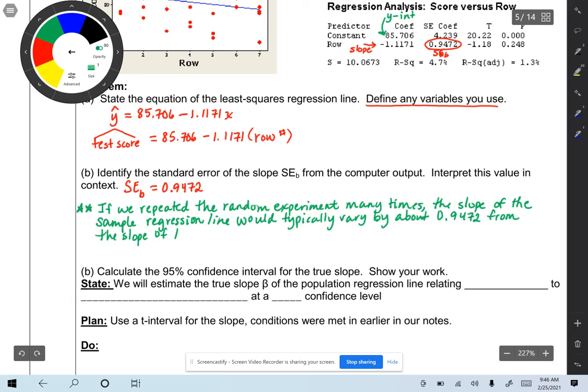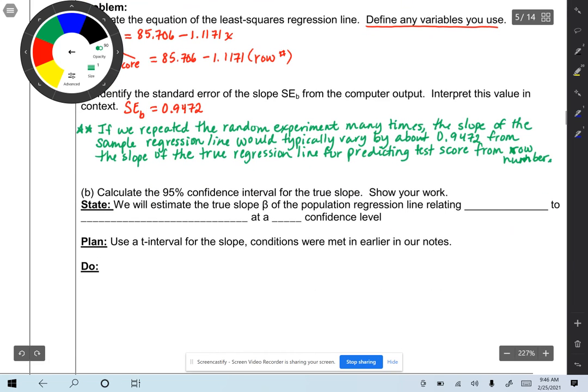of the true regression line for predicting, always tell it in context, so that last little bit is the context part, for predicting test score, which is our response, from row number, which is our explanatory. So this is a really excellent interpretation of the standard error of the slope.